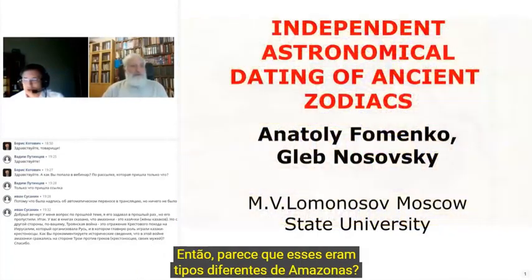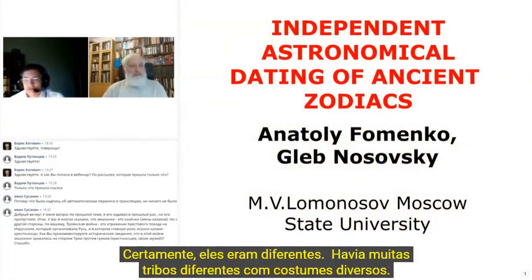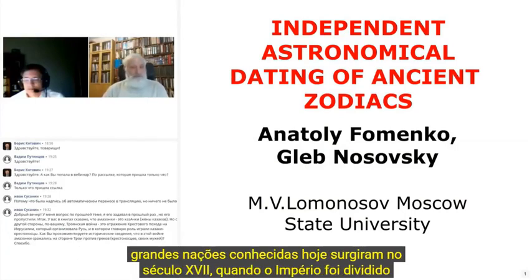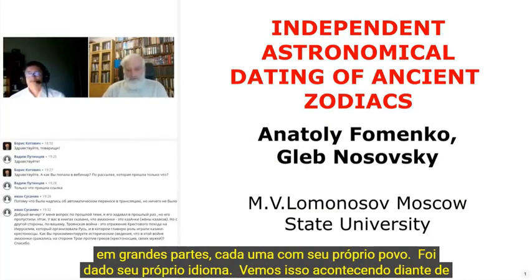So, it seems that these were different kinds of Amazons? Certainly, they were different. There were many different tribes with various customs. One should not think that in ancient times, the world was organized like today, with very large nations. Large nations that are known today emerged in the 17th century when the empire was divided into large parts, each with its own people. It was given its own language.